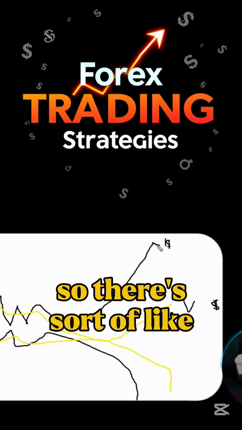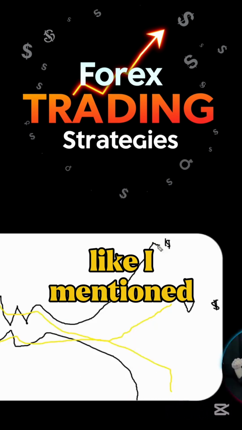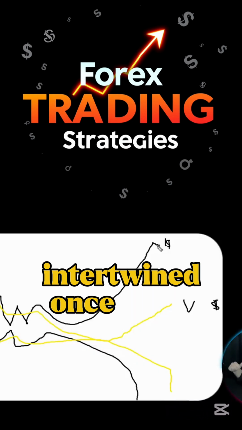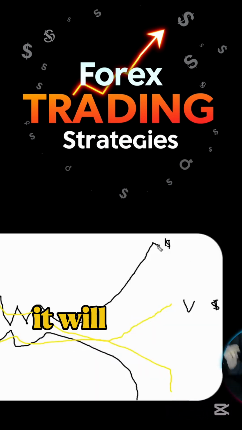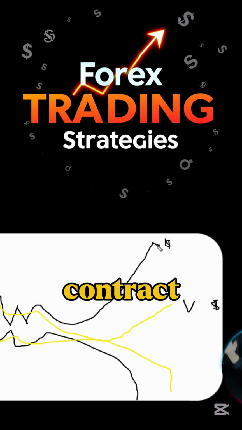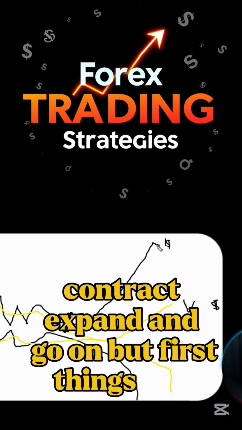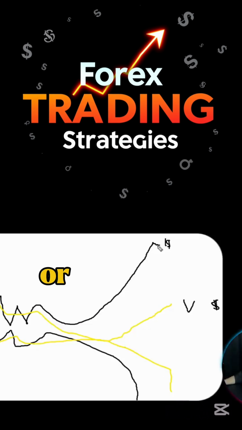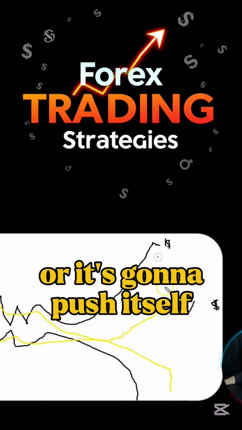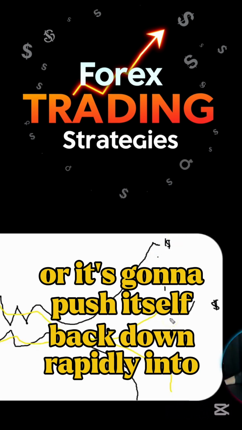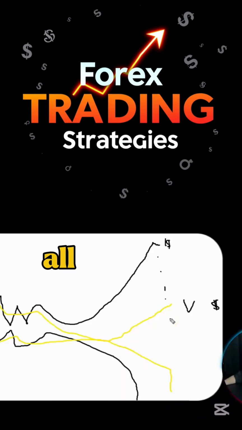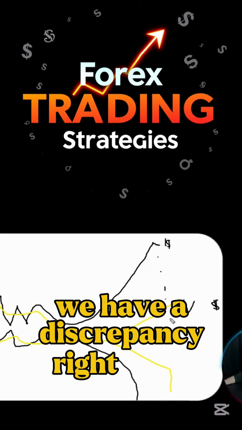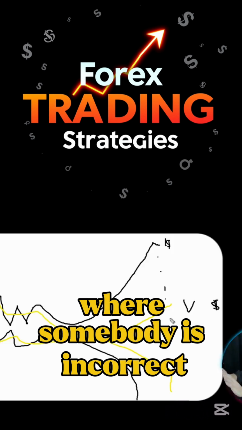So there's sort of like two long lost levers, like I mentioned. They're going to somehow, before the day is over, intertwine once again. And you'll see this in the charts. It will expand, come back, contract, expand, and go on. But first things first. It's either going to stay up there or it's going to push itself back down rapidly into that VWAP. All you need to understand before we get into the charts is we have a discrepancy right there where somebody is incorrect.